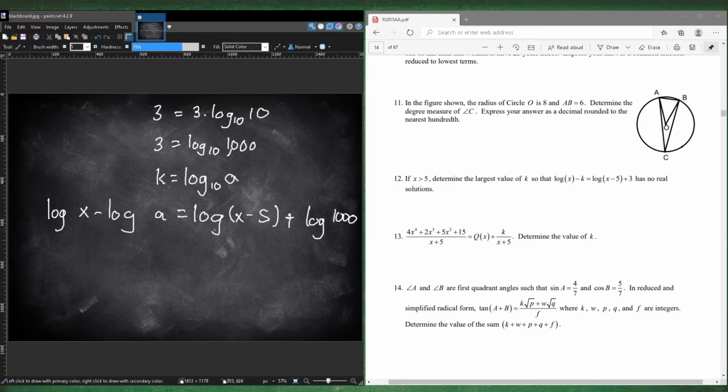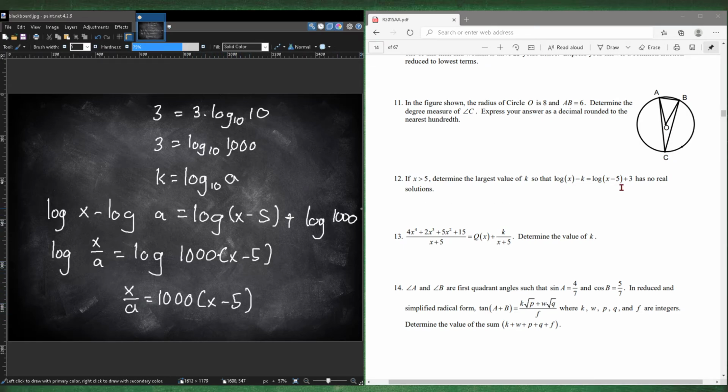So we have this equation. Now we could use some of the rules, which is basically if you're subtracting, you're actually dividing. So log of x divided by a is equal to log, and when you're adding, you're actually multiplying, so that's equal to log of 1,000 times x minus 5. So we have both logs here, so we could set the inner things equal. So x over a is equal to 1,000 times x minus 5.